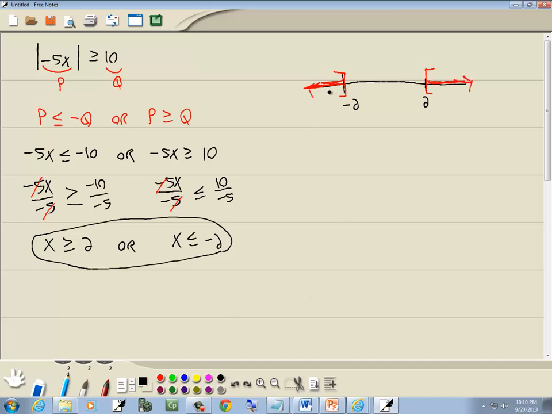Now interval notation. This one is going to negative infinity, so I have negative infinity to negative 2. Infinities always have parentheses. Here we have a bracket on negative 2, so bracket on negative 2. Now this one's going from 2 to infinity, so I do 2 comma infinity. Infinities always have parentheses, and bracket on 2. And then we put a union symbol in between them. And that's our answer.